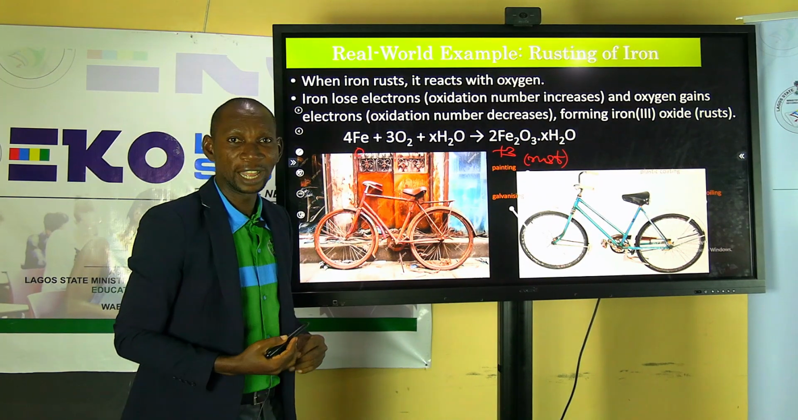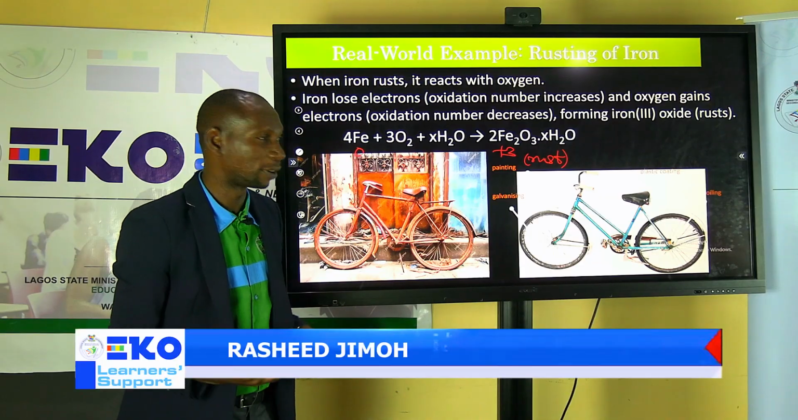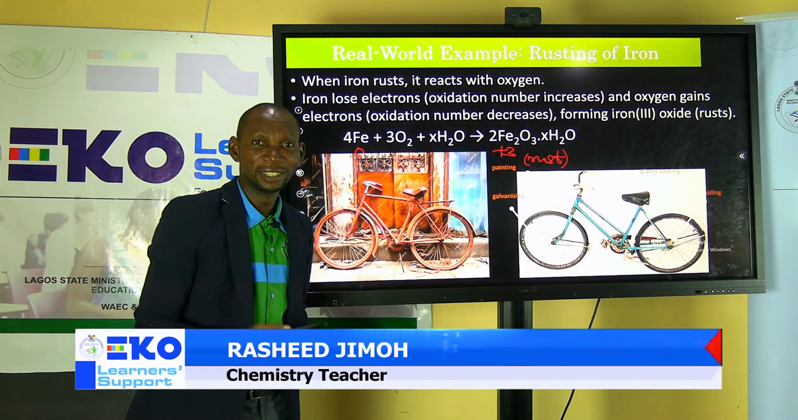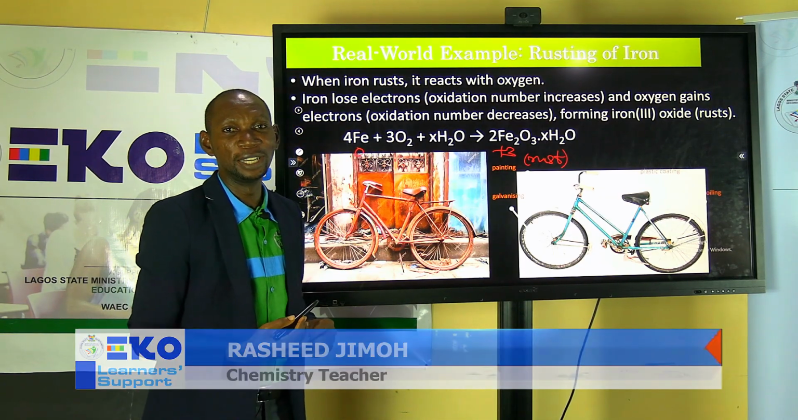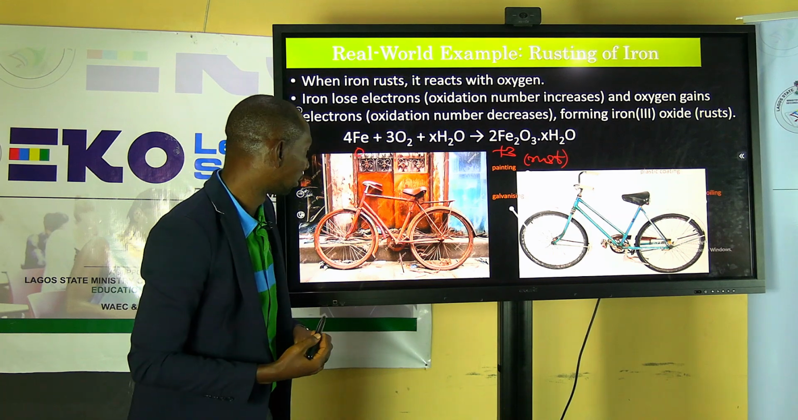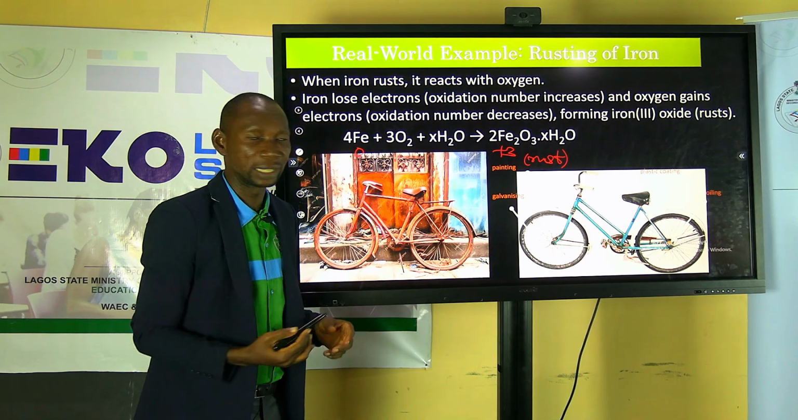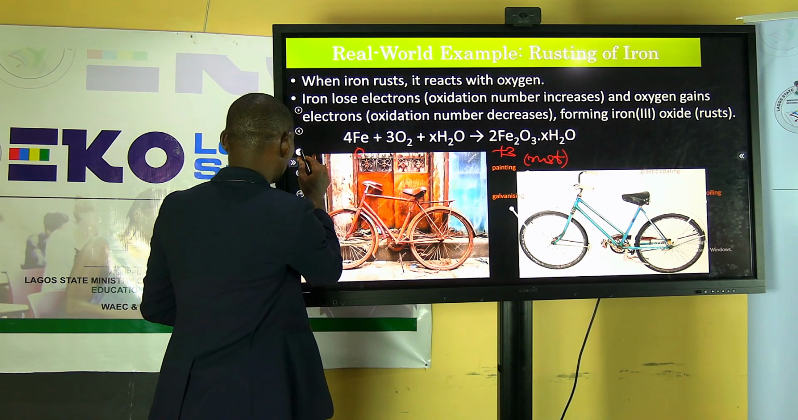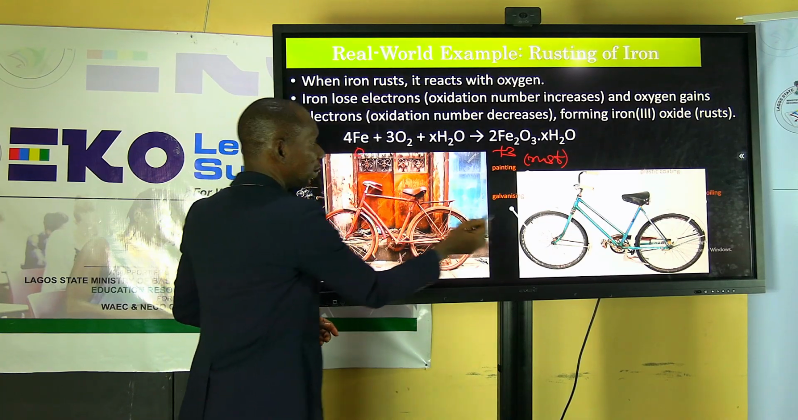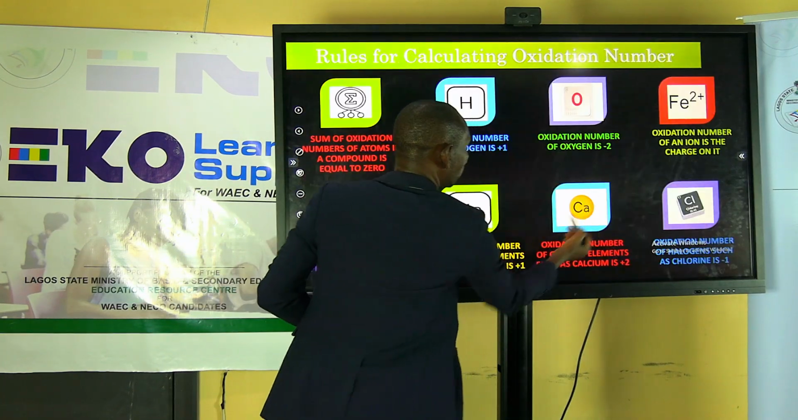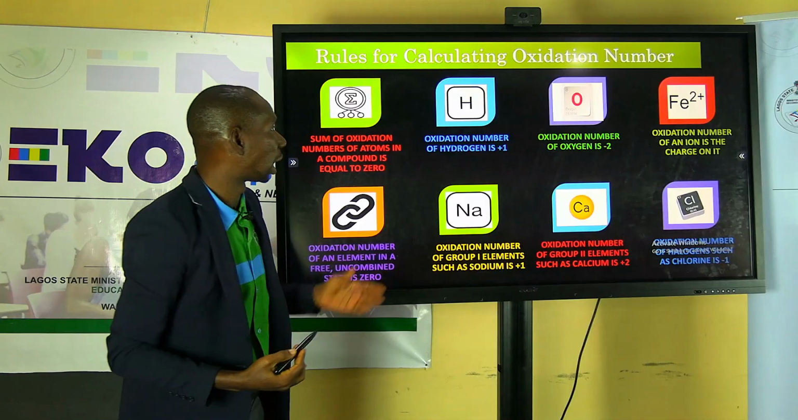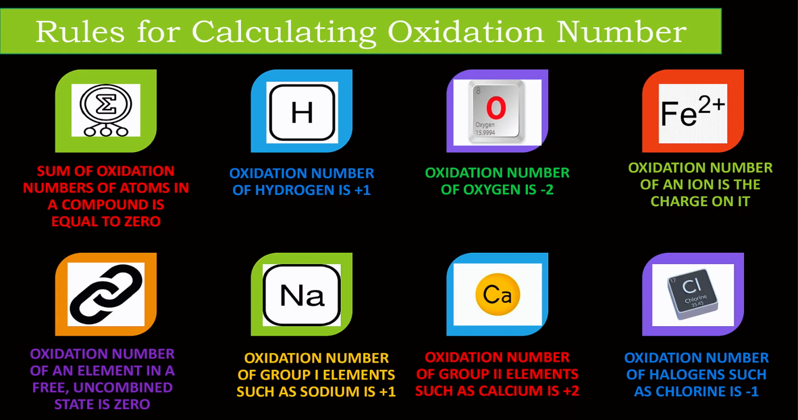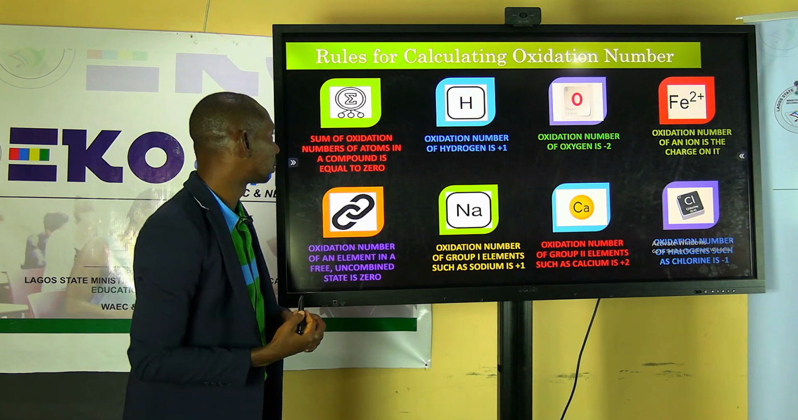So the next time you notice any rust around the chains of your bicycle, then you know what really causes that is simply oxidation. And this is usually a major problem. Now, what are the rules that you need to be able to calculate oxidation number? I have put the rules there in visuals so that you can really grasp them.